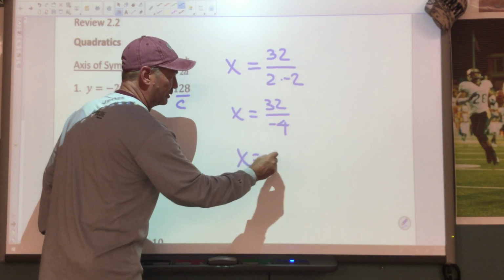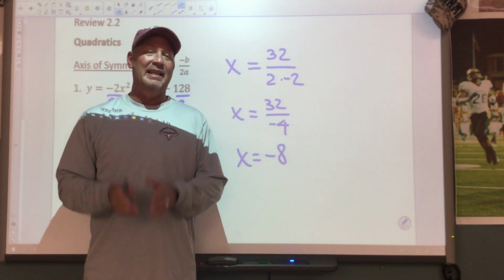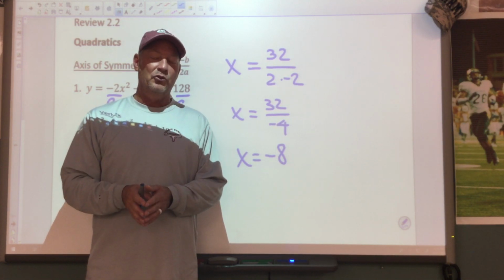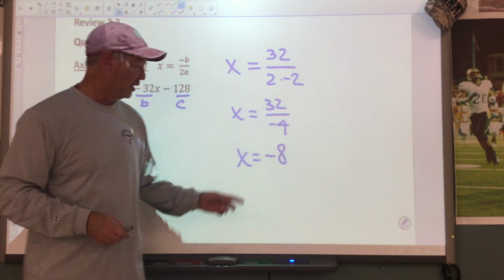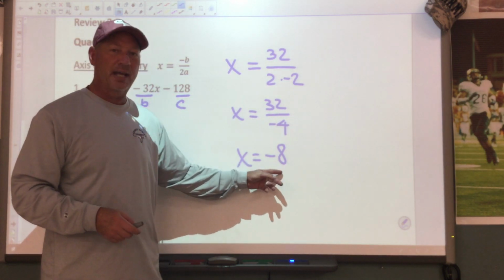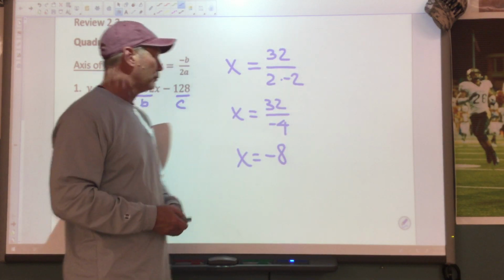X equals negative 8. Now the axis of symmetry is actually a line. So you need to write your answer as an equation of the line. It has to have an equation. So it's going to be x equals negative 8. You need to remember this. It's got to be an equation. Okay?